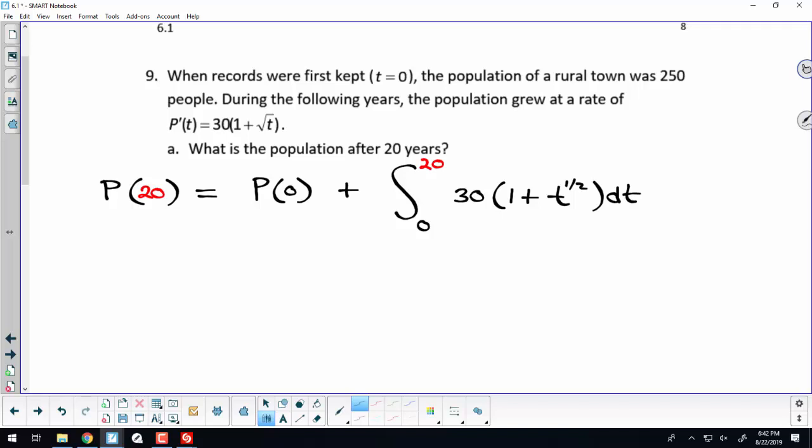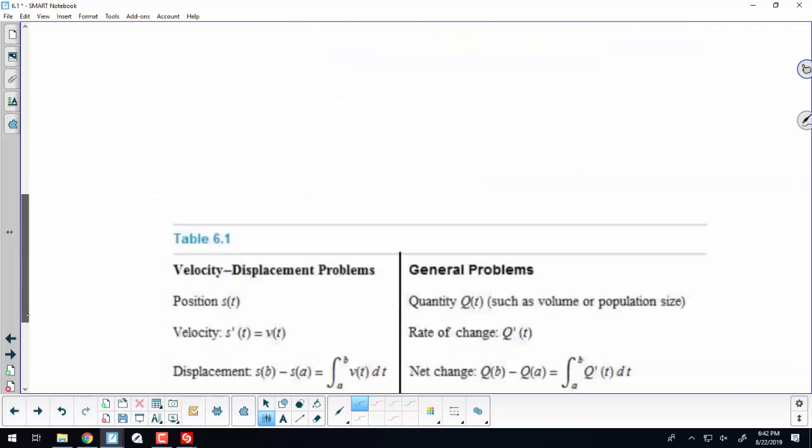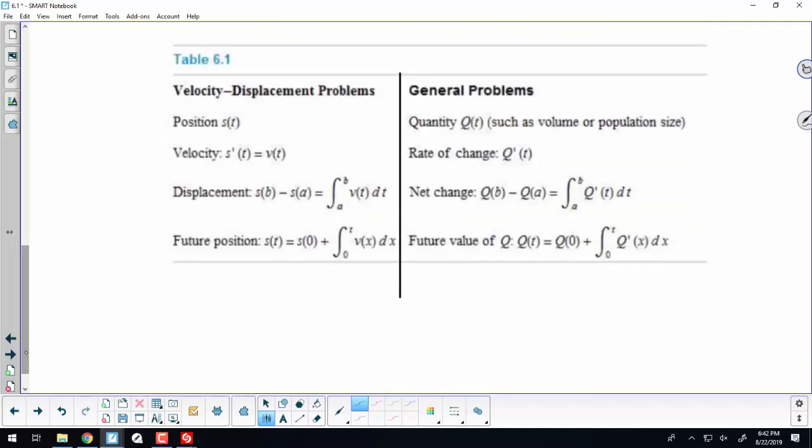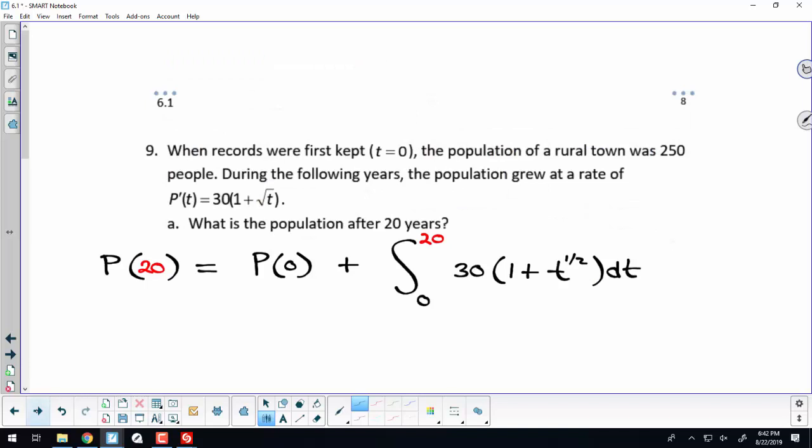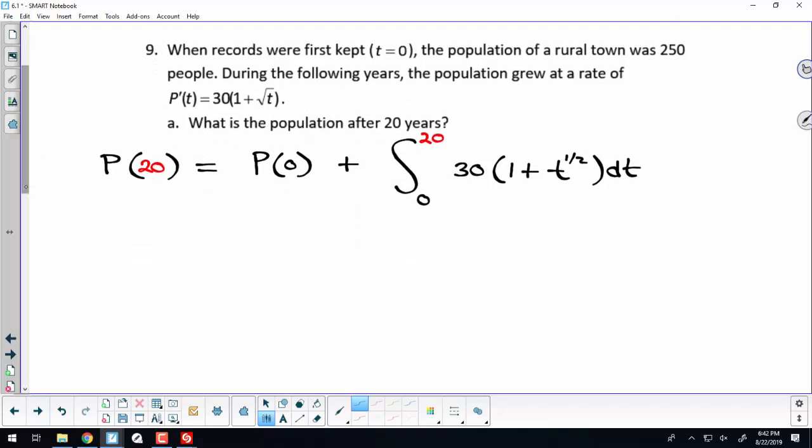Does anyone have any questions on that? Just again, reference this very bottom one here. So our population at a future time is the initial population plus the integral from 0 to t of P prime. All right, so we just need to compute that integral. Initial population is given. All right, so what would the antiderivative be?